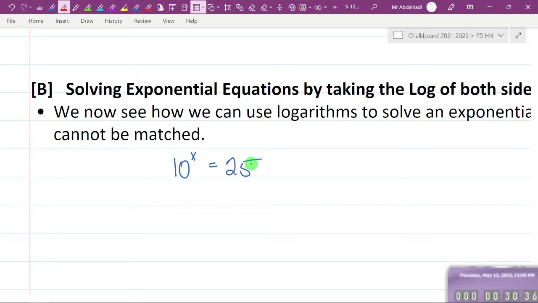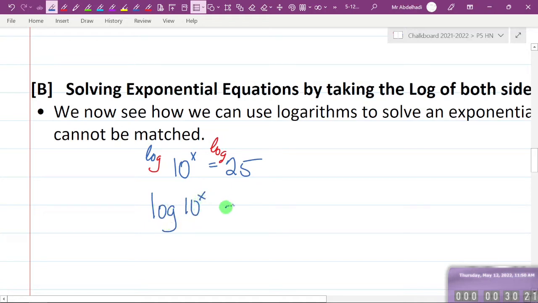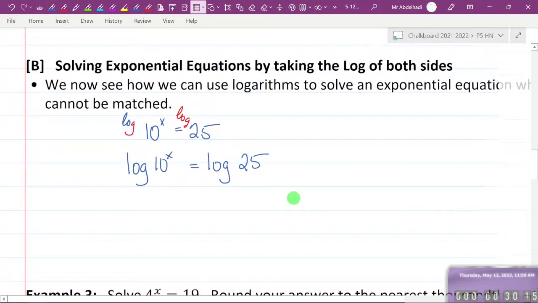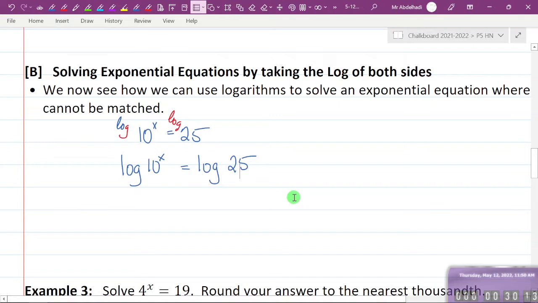Well, here's a very, very powerful thing that you can do with logs. You can take the log of both sides. If you take the log of both sides, watch what happens. I'm going to take the log of this side and take the log of this side. I now get log of 10 to the x equals log of 25. Now that's a game changer because now I can use properties of logs. And the power property of logs is the one I really wanted to use.